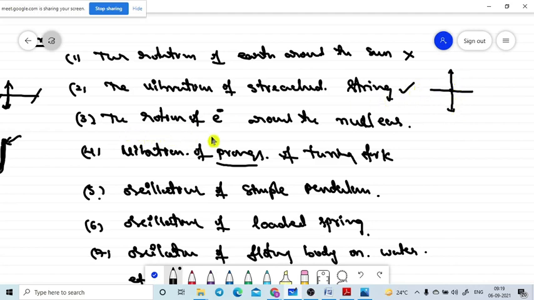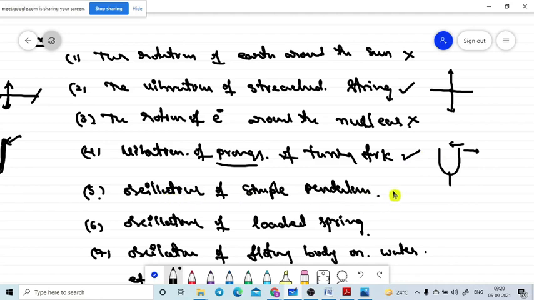The rotation of the electron around the nucleus is not an oscillatory motion. It is a circular motion only, but a time periodic motion. In equal intervals of time, the motion is repeating. The vibration of the fans and the tuning fork are also oscillatory motions, because they move in a to and fro motion. These are also oscillatory motions.